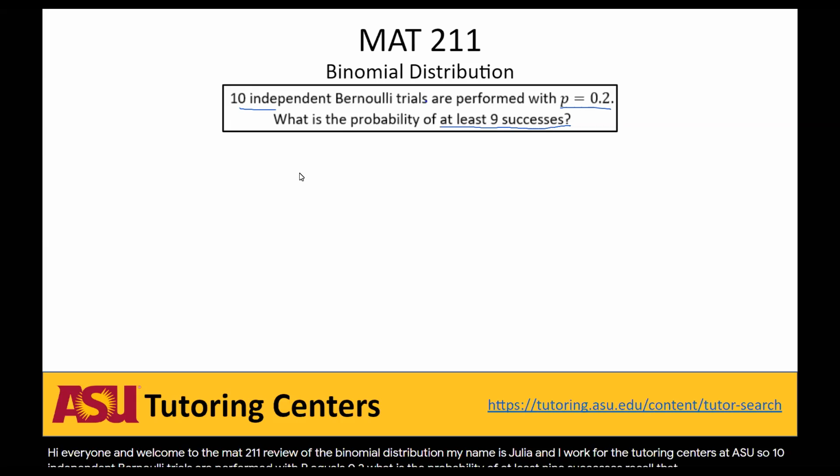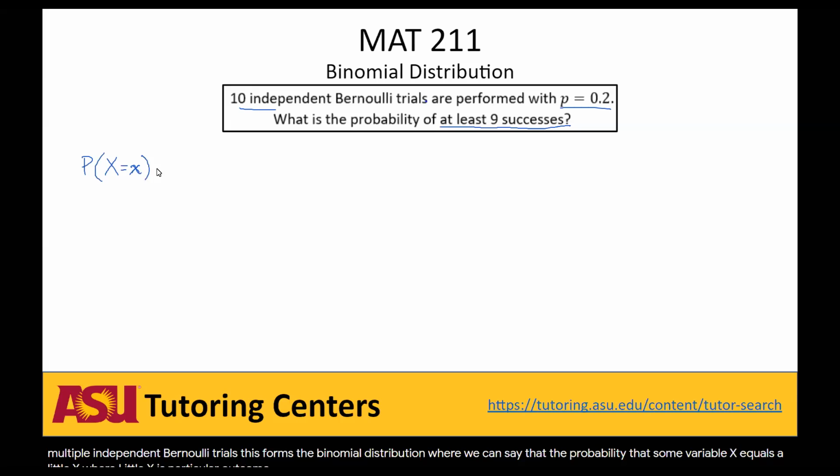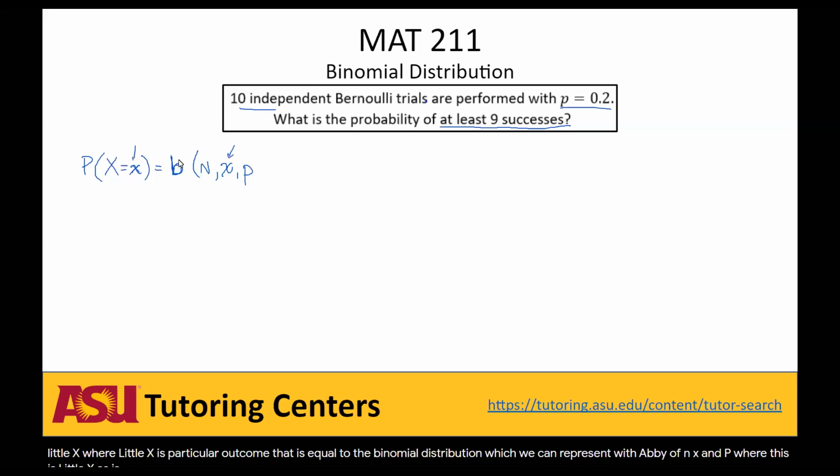So recall that when we have multiple independent Bernoulli trials, this forms the binomial distribution, where we can say that the probability that some variable X equals a little x, where little x is a particular outcome, is equal to the binomial distribution, which we can represent with a b, of n, x, and p, where this is little x, as is this one.